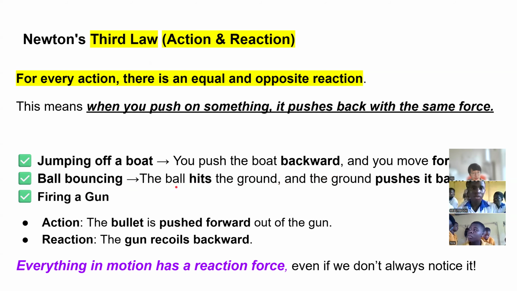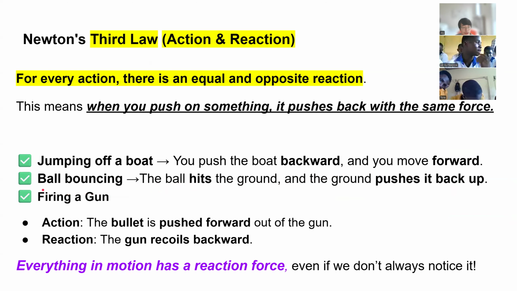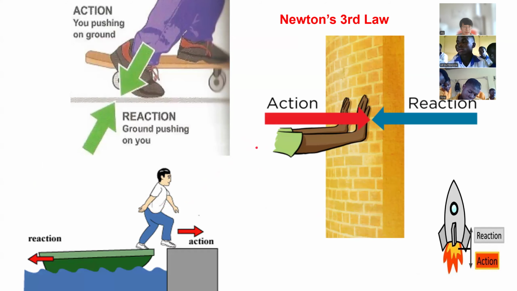The ball bouncing: as the ball hits the ground, the ground pushes it back up. In the example question before, we also had firing a gun. The action is the bullet pushed forward, and the reaction, the gun recoils backwards. So everything in motion has a reaction force, even if we don't notice it. So pushing off the ground over here is the action, and the reaction is the ground pushing on you. There is always a reaction.